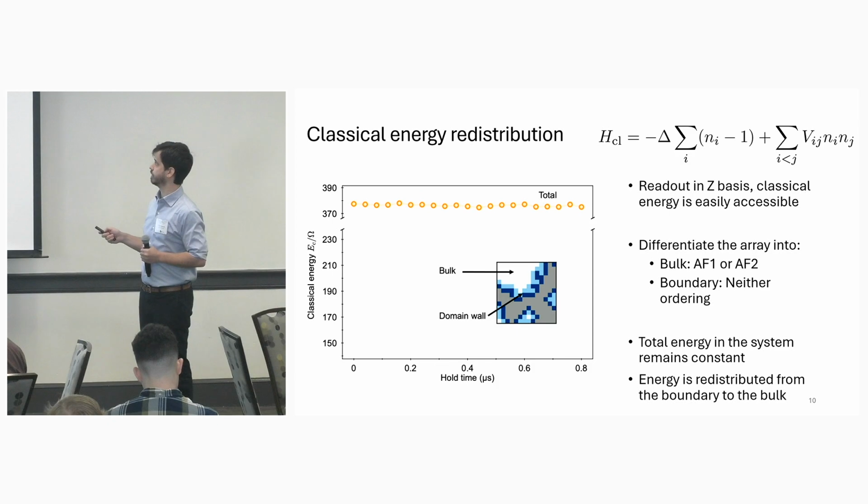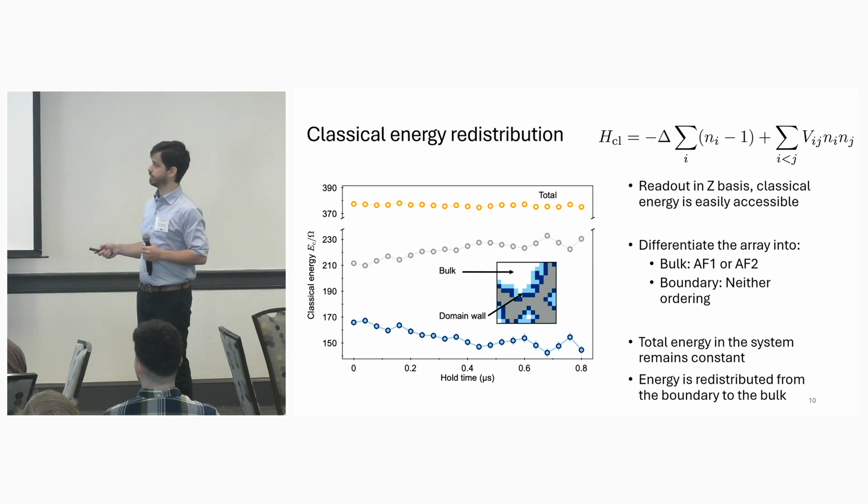So in each snapshot, we can look at the classical part, the diagonal part of our Hamiltonian. And we can compare the energy that's coming from the domain walls versus the energy in the bulk. And what you can see here is that if you look at the total energy, it's conserved over time, as you would expect. But you see that energy is being transferred from these domain walls into the bulk. So the domain walls are shrinking, if you will, and generating excitations within the bulk of this other order.